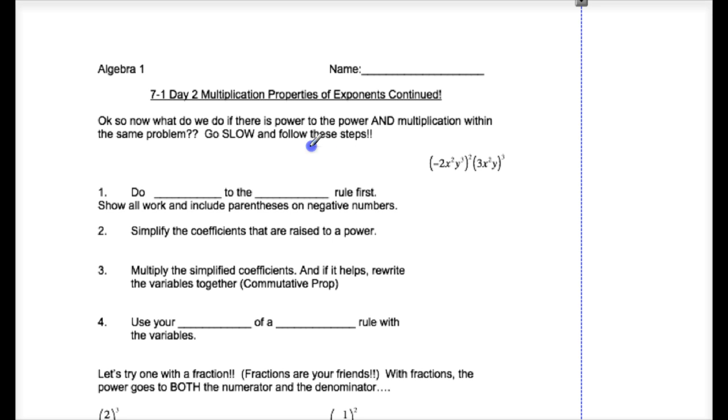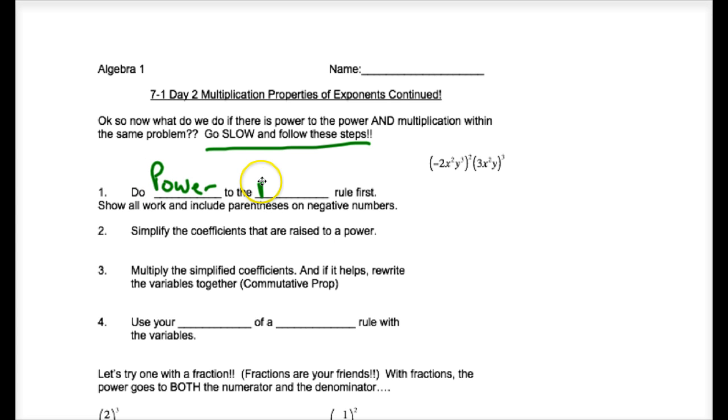What you're going to do, guys, we want to encourage you to go slow and follow these steps. First, do the power to a power rule first. That is actually rule number 2. You have to get rid of your outside exponents first. Second, simplify your coefficients that are raised to a power. When we do that, you'll see what that means when we get there.